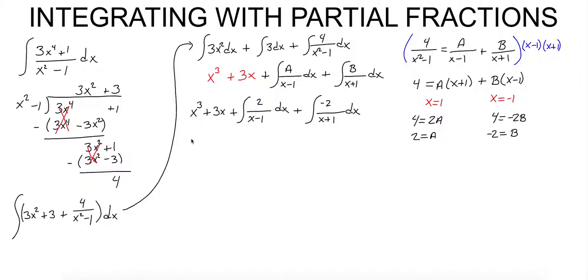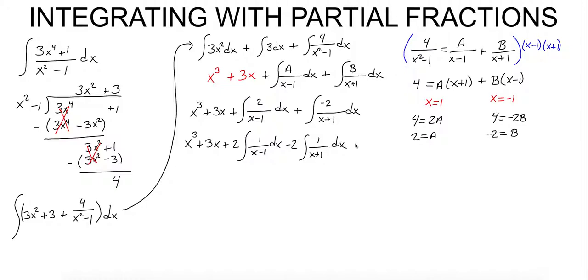So let's start with that. I'm going to get 2 times the integral of 1 over x minus 1 dx. And then this is going to actually be a minus 2 over here times the integral of 1 over x plus 1 dx.